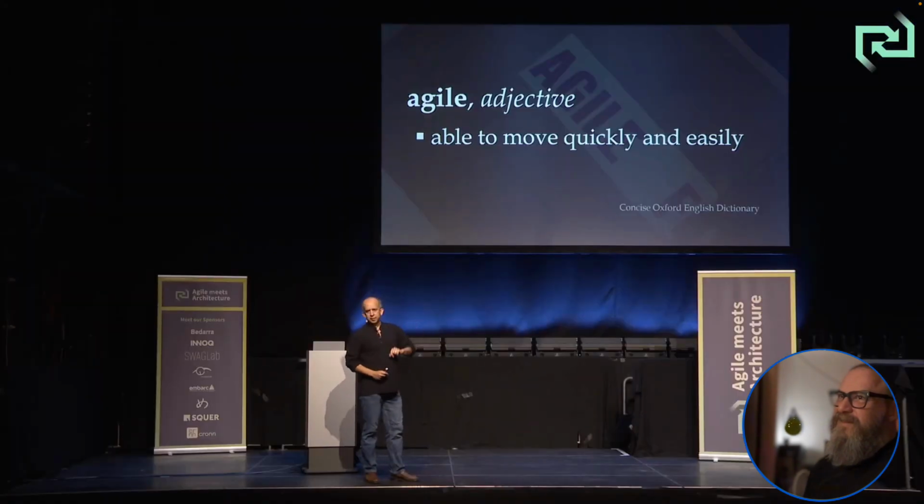But there are two ideas here: quickly and easily. And in fact, there's a third idea. Adjective is a description of a property. That's the whole point. It describes something you can observe. I can observe something and say, you know what? That team is more agile.